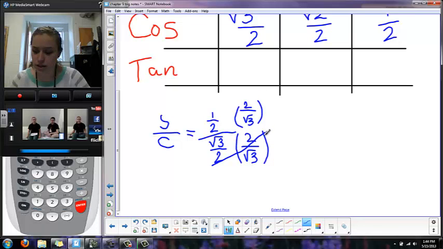Everything down here just cancels out, and then you multiply across. So 1 times 2 gives me 2. 2 times radical 3 gives me radical 6. Or actually, no, sorry.